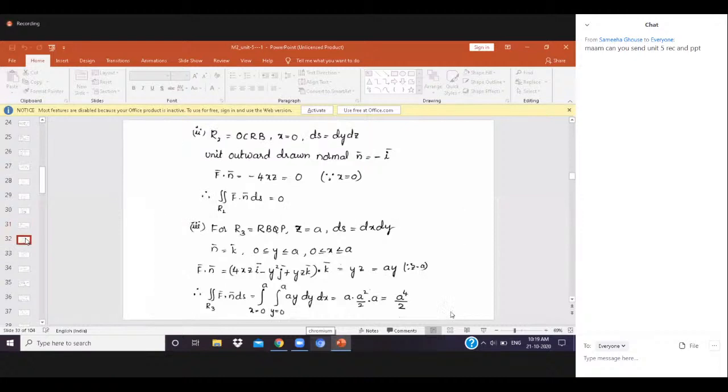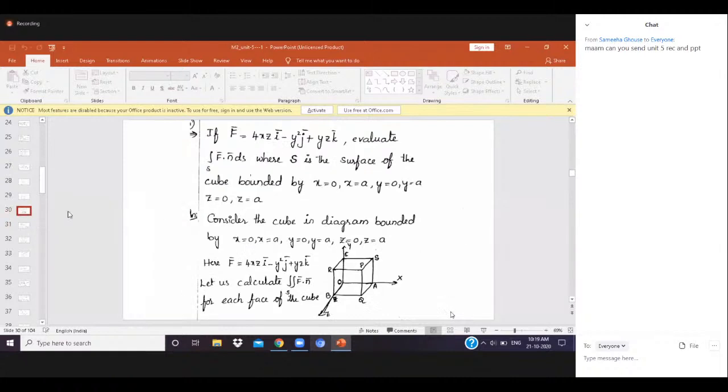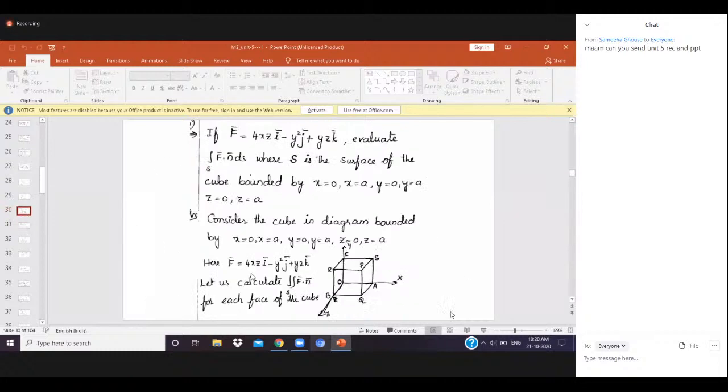So first of all, we are considering one of the surfaces here. Here R1 is equal to the first surface. Here we are considering PQRS. Once you see the diagram, then only you are able to understand. For the first evaluation, PQAS, sorry, so this is the surface PQAS. It is about the x-axis.